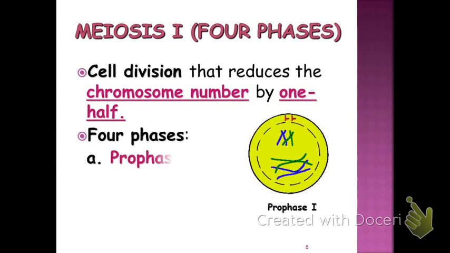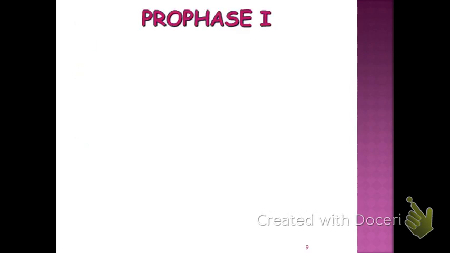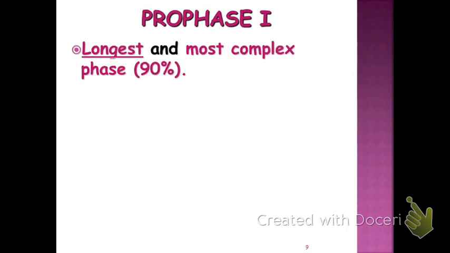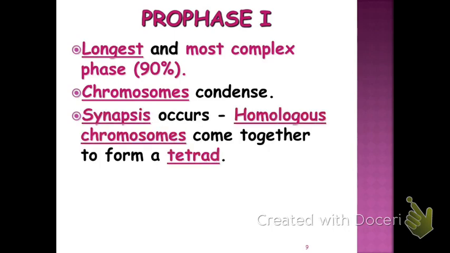Meiosis 1 is going to have 4 phases: prophase 1, metaphase 1, anaphase 1, and telophase 1. So these sound very similar to those phases that we have in mitosis. Okay, in prophase 1, this is our longest and most complex phase. We have a lot going on in this phase. This is when we're going to see our chromosomes condense, and we're going to see synapses occur between homologous chromosomes to form what we call a tetrad.